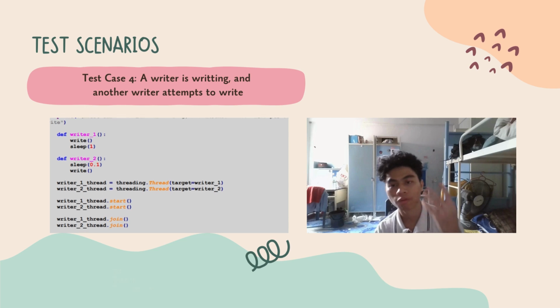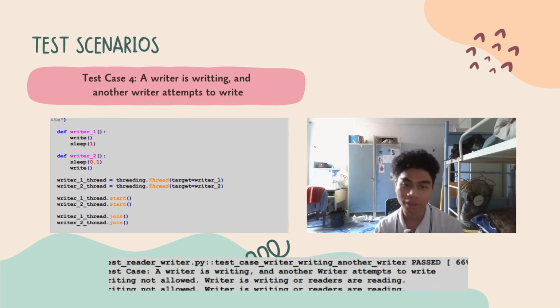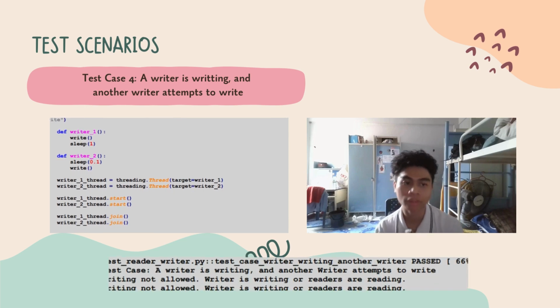Let's see case number 4. A writer is writing and another writer attempts to write. Imagine two writers, writer 1 and writer 2. Writer 1 is already writing to the file. When writer 2 tries to write, the system checks if a writer is already writing. Since writer 1 is writing, writer 2 is not allowed to write and has to wait.